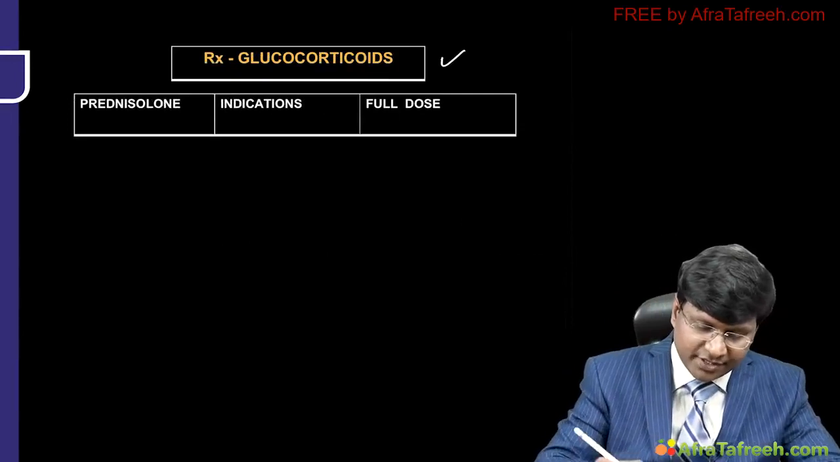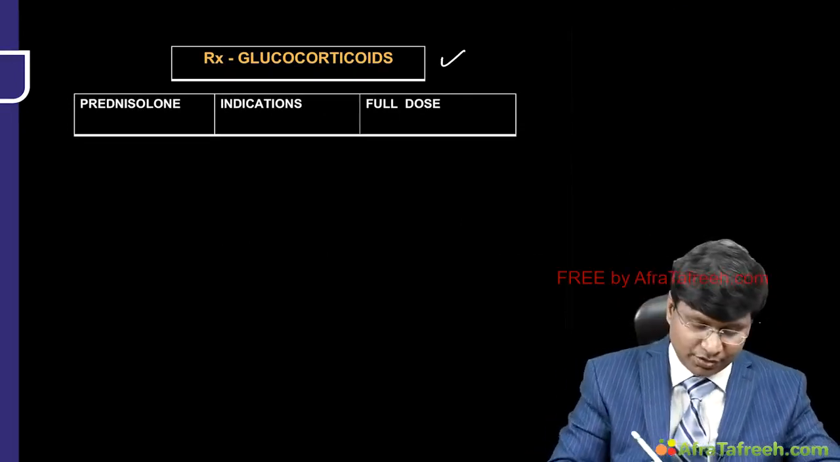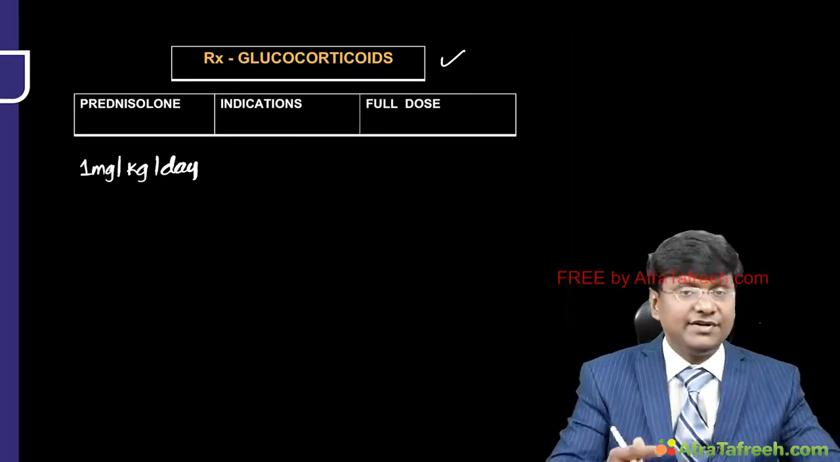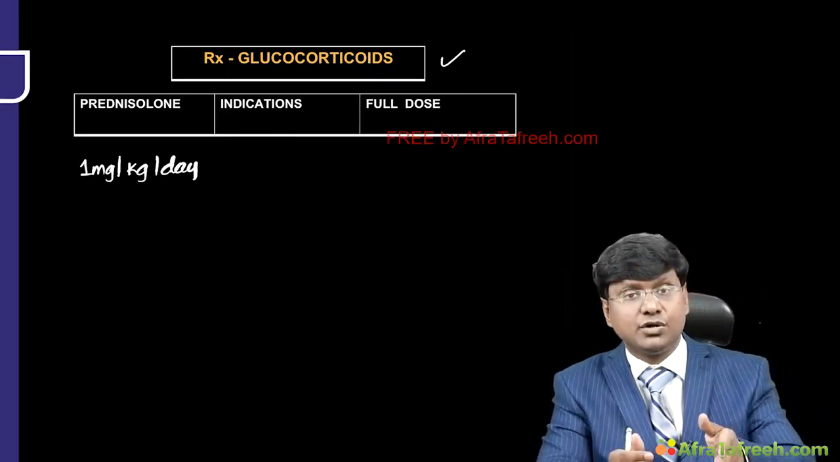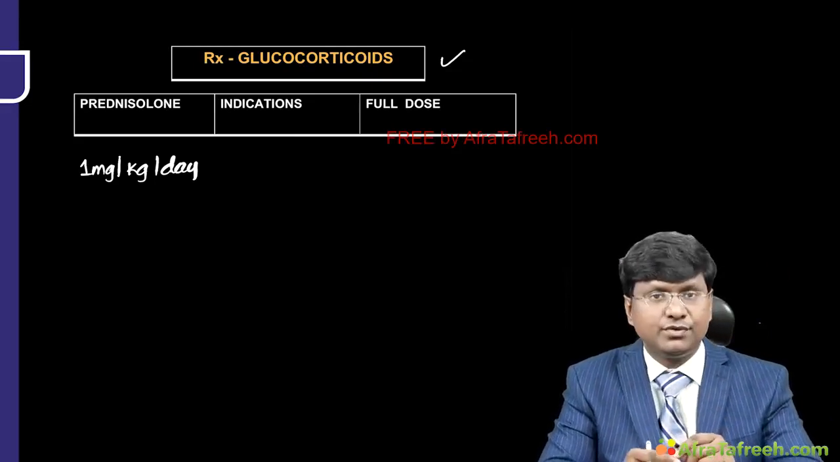And the other group of drugs are the glucocorticoids. Among the glucocorticoids, what we give is prednisolone, and the dosage of the prednisolone is around 1 milligram per kg per day. Because prednisolone also has anti-inflammatory activity, and that is the reason why you need to give glucocorticoids.